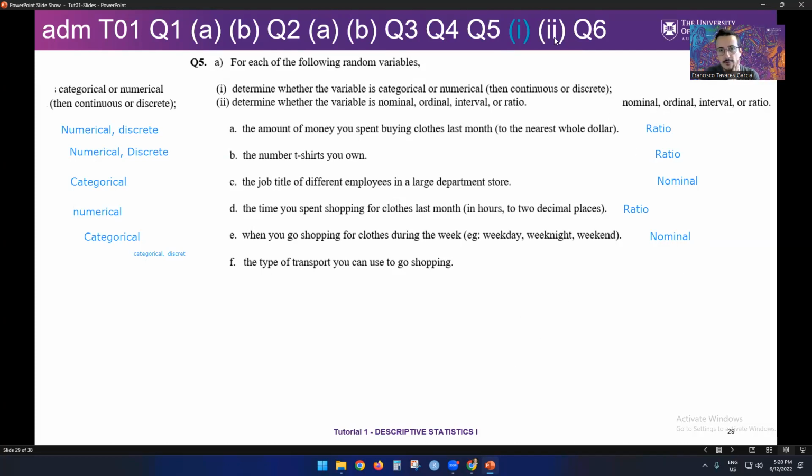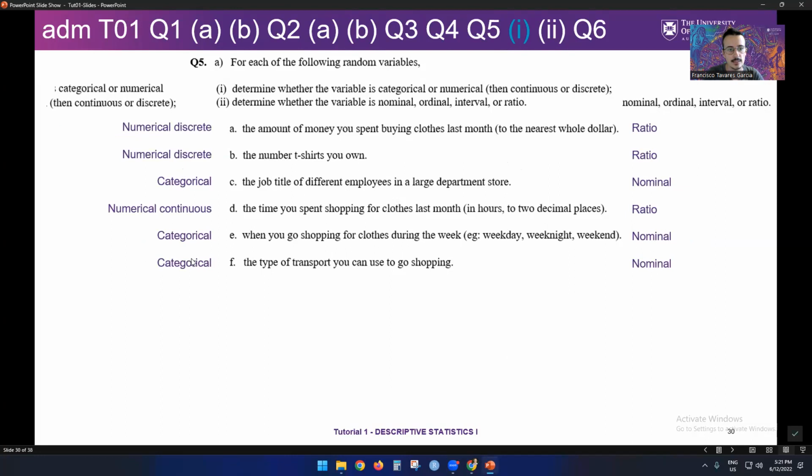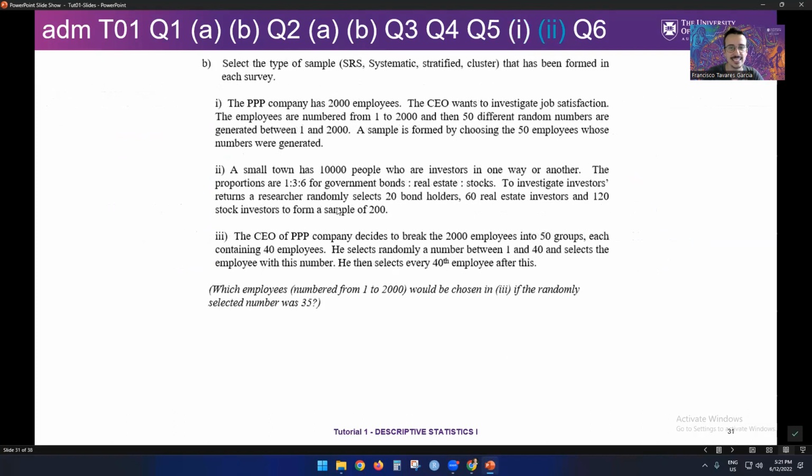Thank you so much for giving the answers. I will move on. There we go: categorical, numerical continuous. The ratios are nominal, right? Any question? Just shoot me. It's already 5:20, so I will keep on moving. Yeah, I can see one more: a discrete ratio. Sorry, I didn't see it before.